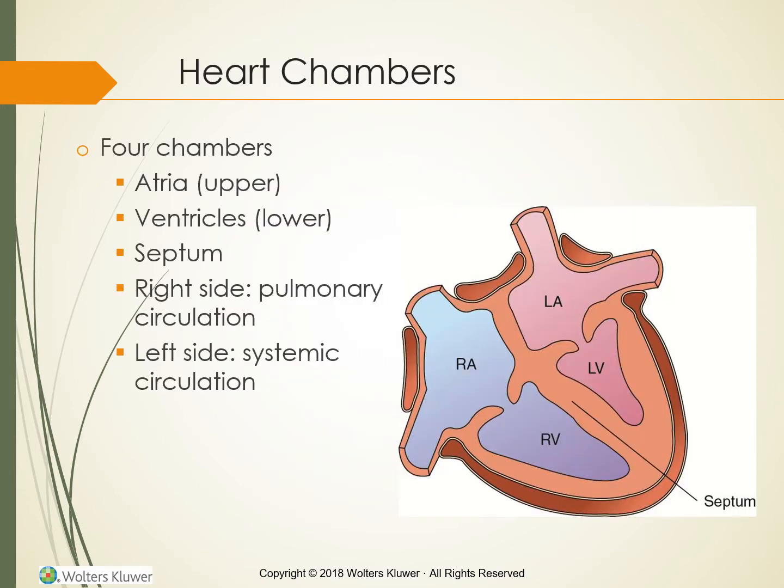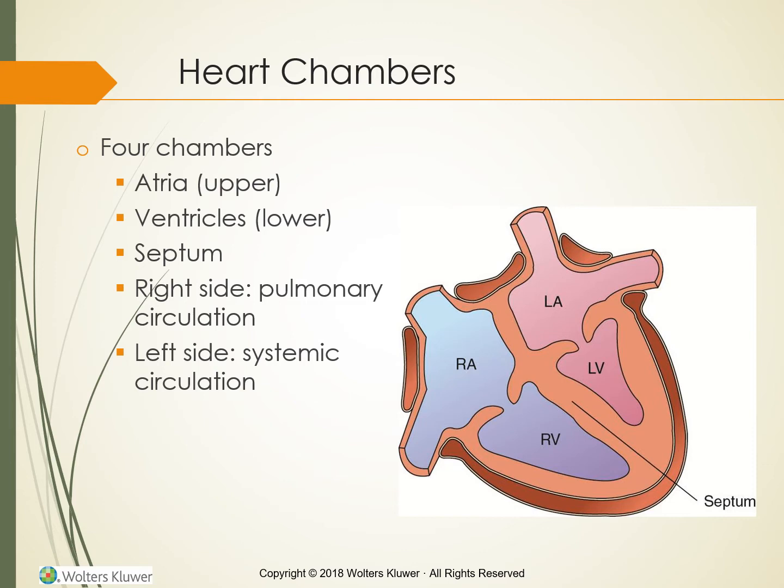Heart chambers. The heart is a four-chambered muscular pump. The upper chambers, the right and left atria, singular atrium, are the receiving chambers for blood. The lower chambers, the right and left ventricles, are the heart's major pumping chambers. A thick septum or wall separates the right side of the heart from the left side.